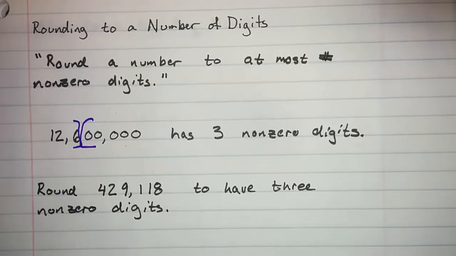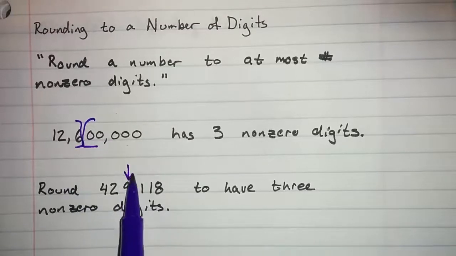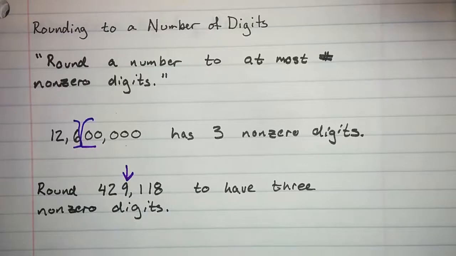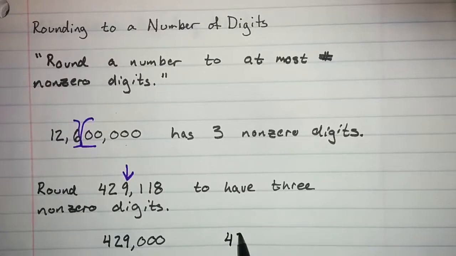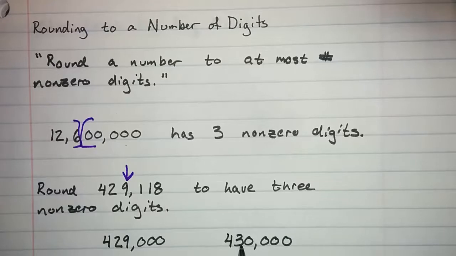So to decide what place we need to round to, we'll start at the left and count off 1, 2, 3 digits. In this example, we're going to round to the thousands place. All right, so our choices are 429,000 or 430,000. This number only has 2 non-zero digits, followed by trailing zeros.